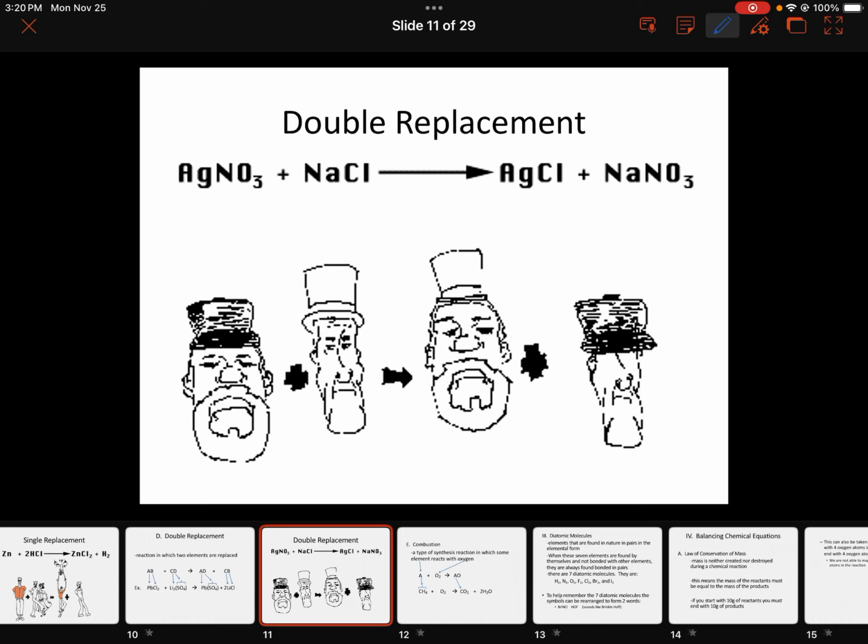And here again, the only picture that I could find was the swapping of the hats. Two things got replaced. Here, this NO3 comes over, bumps out the Cl. The Cl goes over and bumps out the NO3. So the Ag started with NO3, but it ends with Cl. Na started with Cl, and it ended with NO3. Again, two things got replaced.